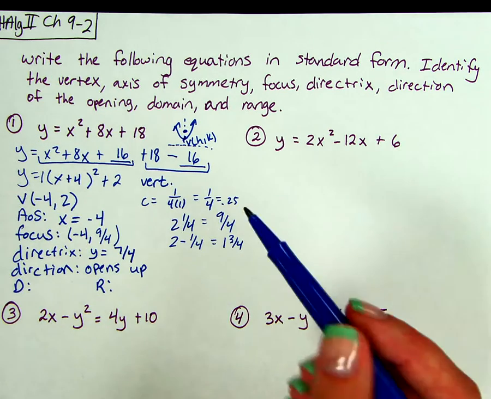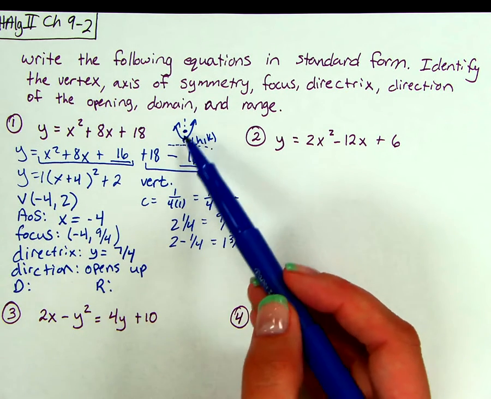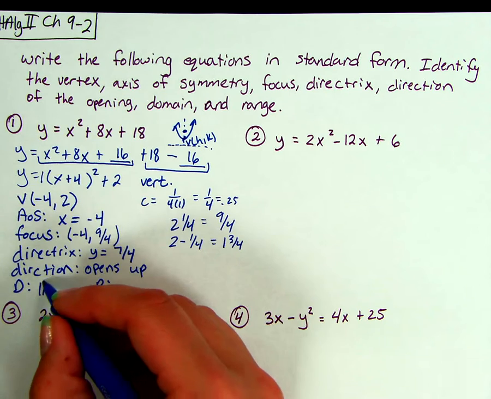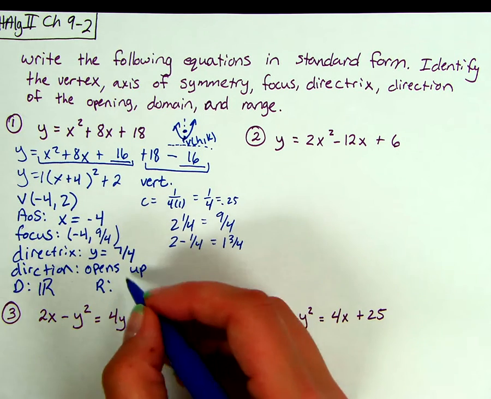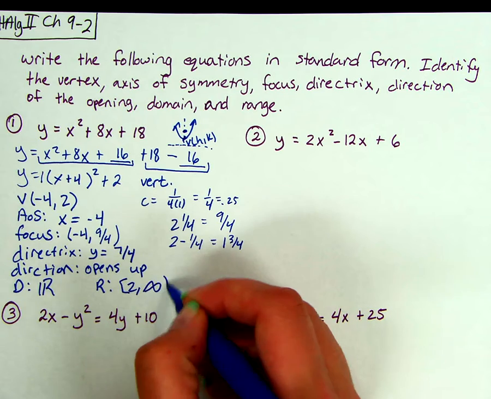And then the last thing is the domain and range. So again, because it's a U-shape opening up, our domain is going to be all real numbers, and the range is going to go from 2 to positive infinity.